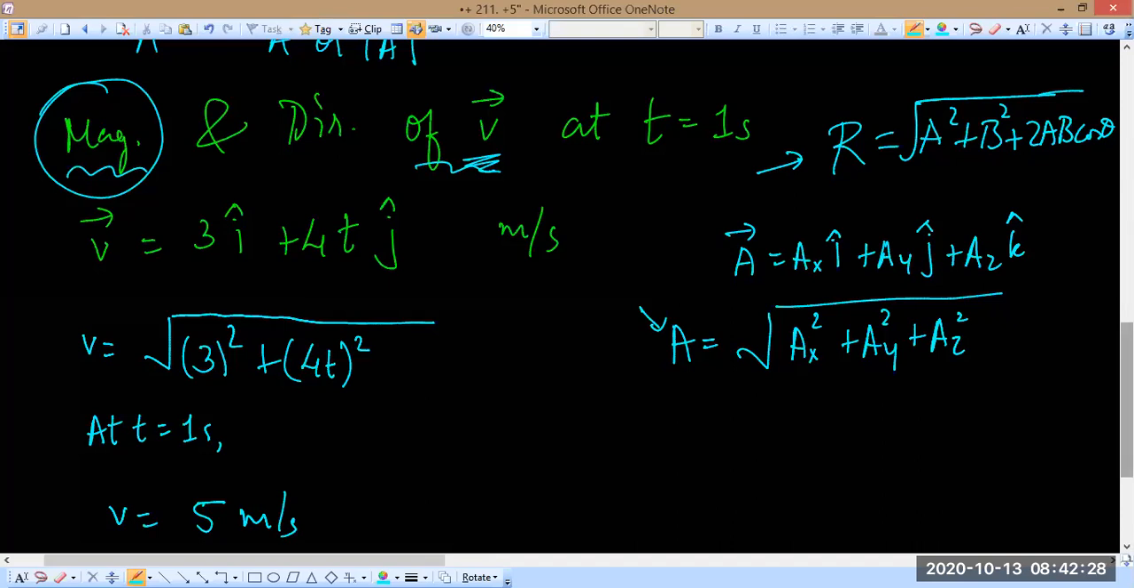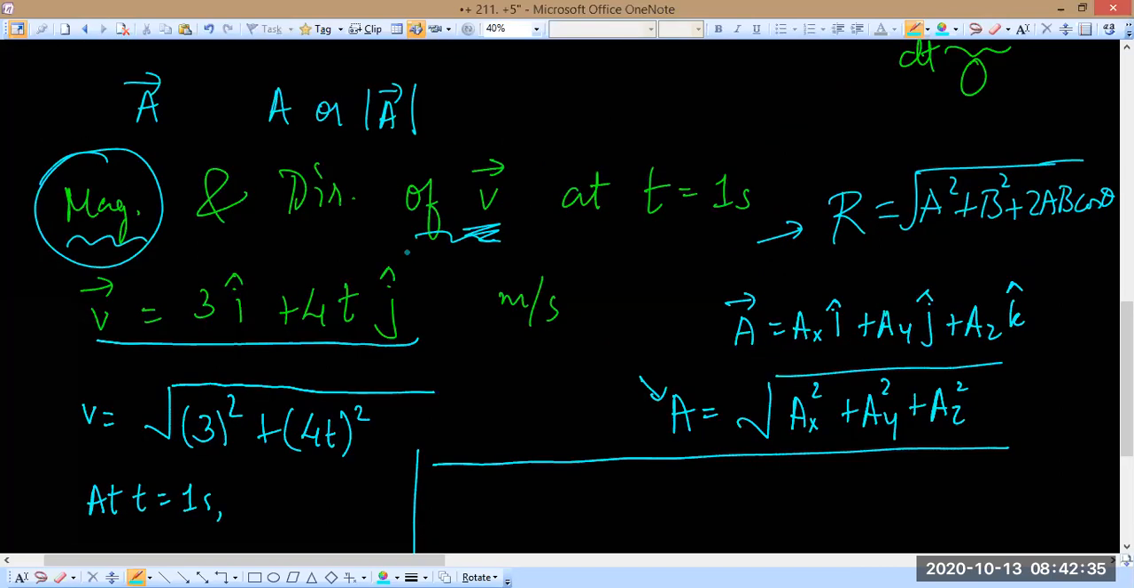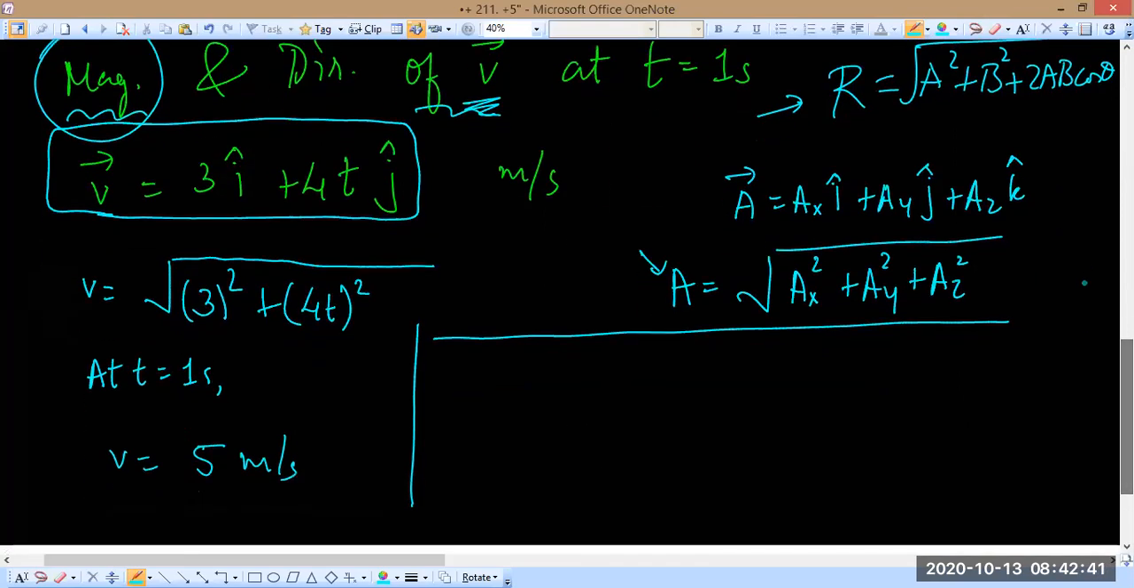Okay, now direction. Very simple. For finding direction of a vector like this, direction means we have to find angle. How do you find angle of a vector like this? How do you find angle of a vector? Do you remember that? How do you find angle of a vector? Yes, Nandini, that's right.